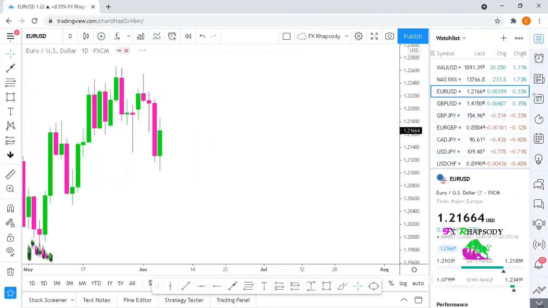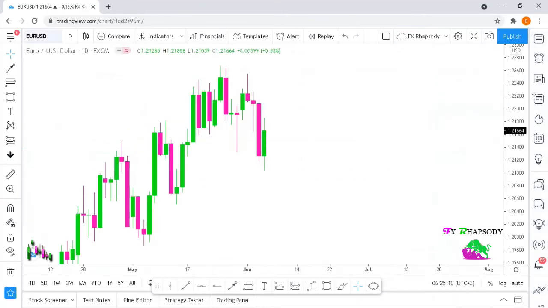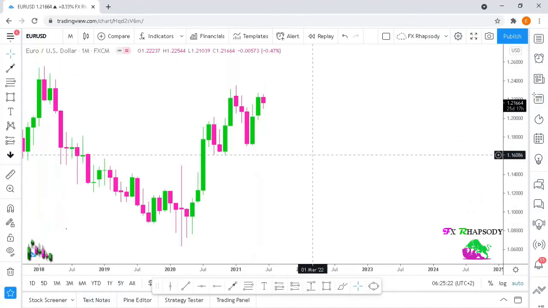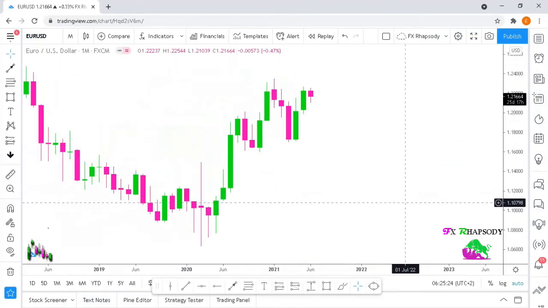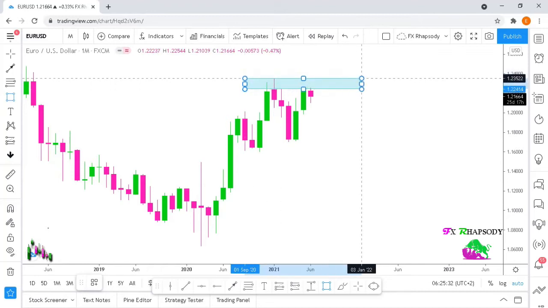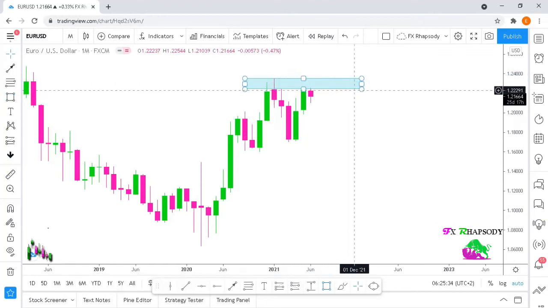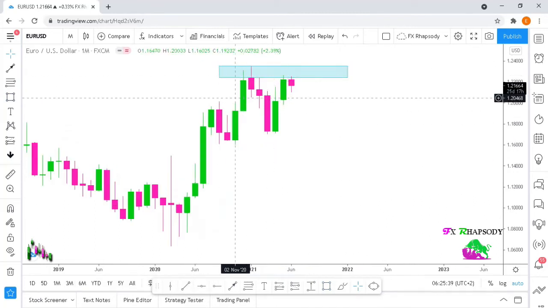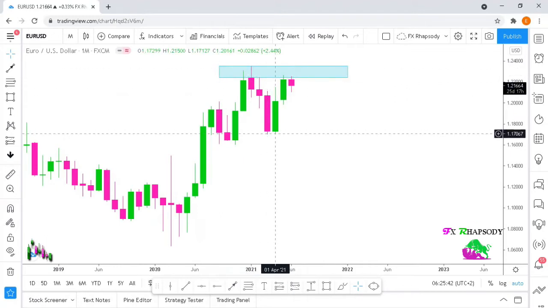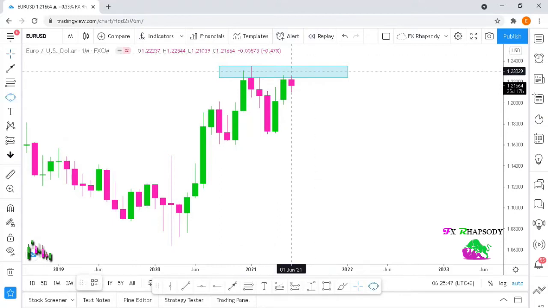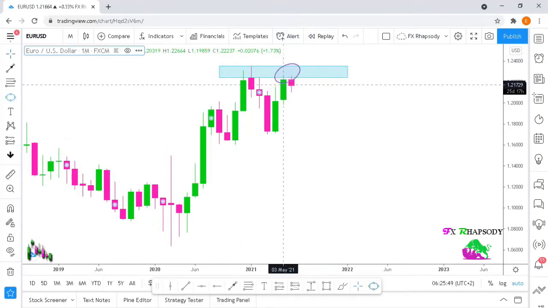There we go. Now on a monthly time frame, let's just expand this better. Okay, so on a monthly time frame, we can also see this area of supply or resistance. Basically, it's a nice big area. There we go. We can see that the euro tapped it, came down, came up again, retested this area, and basically not being able to break it yet.